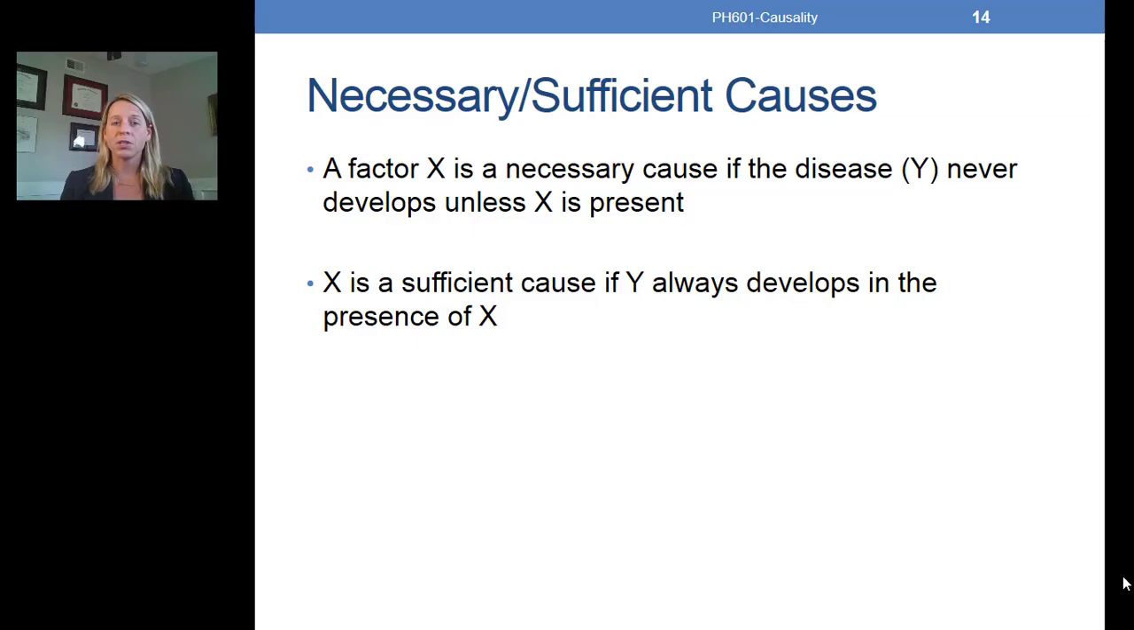In the last slide, I mentioned necessary insufficiency. So now I'm going to go into that a little bit more in detail. A factor X is considered necessary if the disease Y never develops unless that factor X is present. X is considered a sufficient cause if Y always develops in the presence of X.